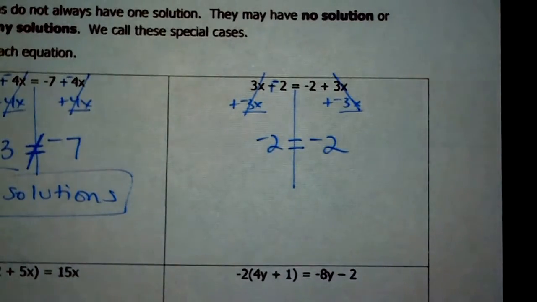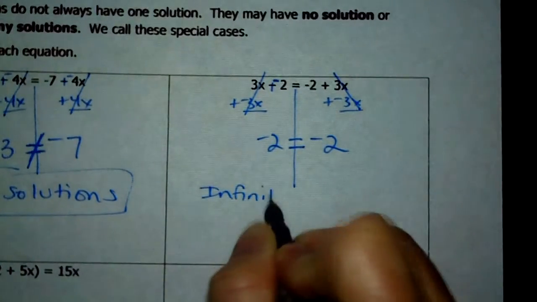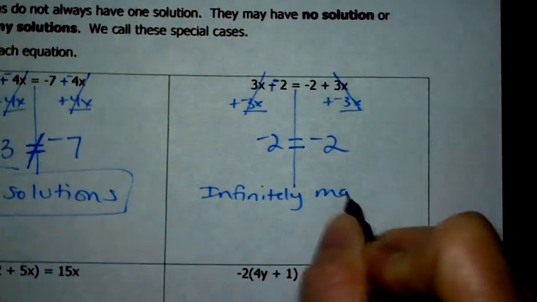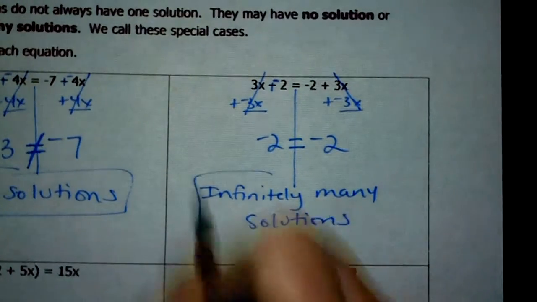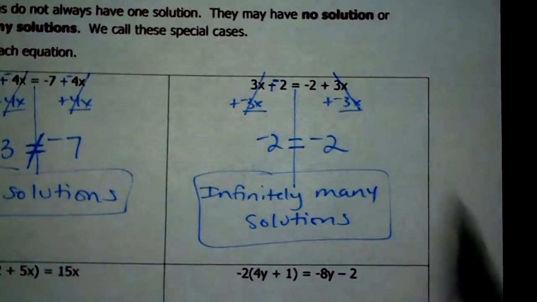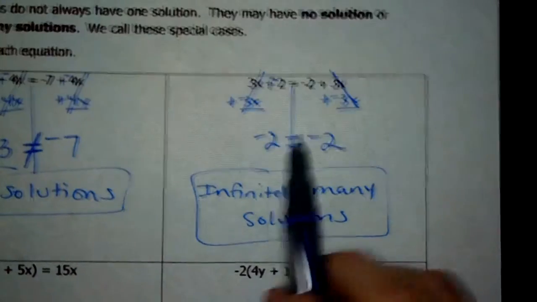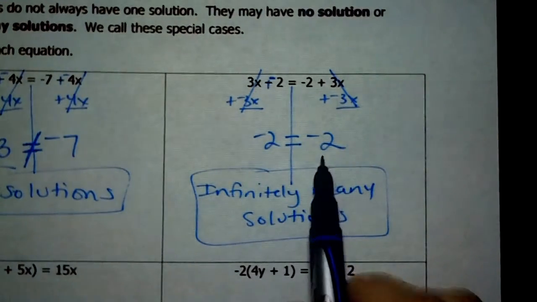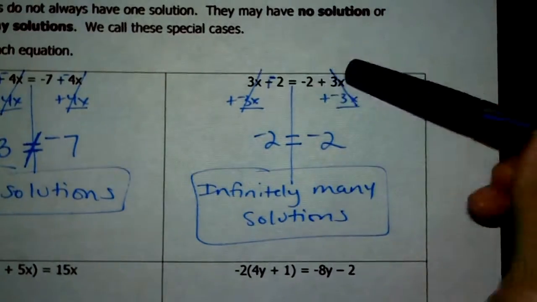It's the same number. That means there are infinitely many solutions. Don't abbreviate just yet. I want you to write the words out a couple of times so you'll remember them when you need to. So if, as you solve it, the variable term cancels out completely and you're left with a statement that is true, that means no matter what number you plug in for x, this side will equal this side.